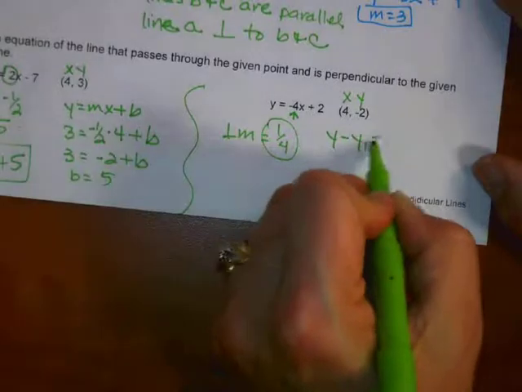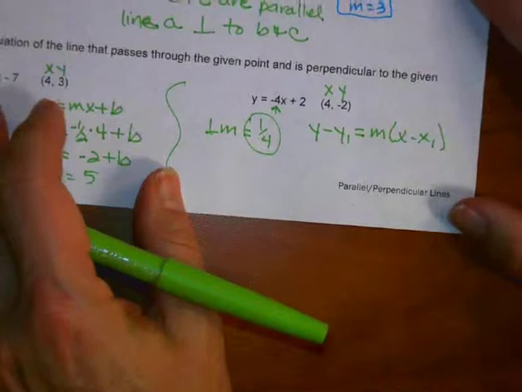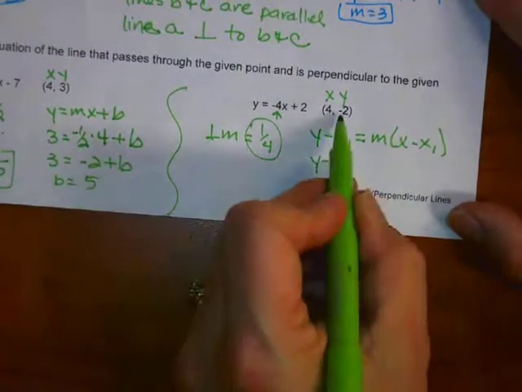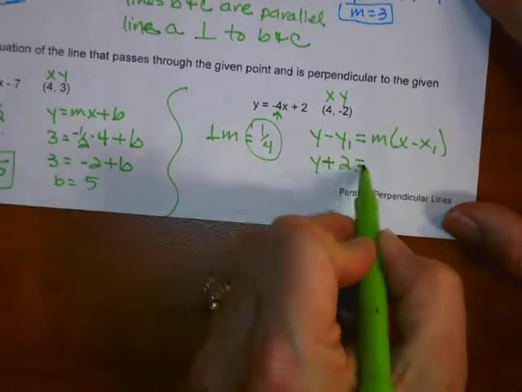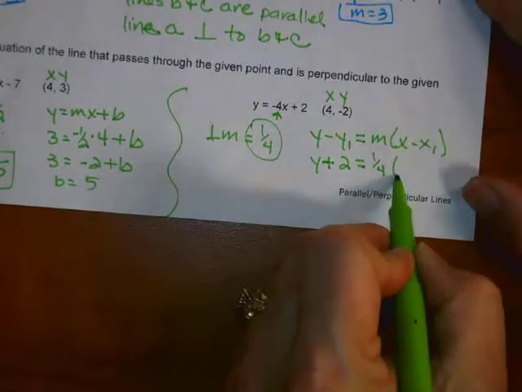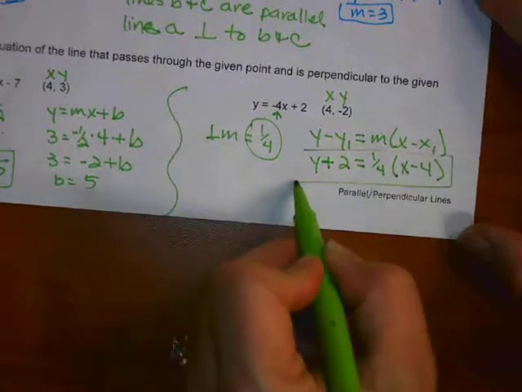y minus y1 equals m times x minus x1. All I do is plug in the point. That's y minus a negative 2, so it's going to be what? Plus 2. The slope is 4. x minus 4. And I'm done. That's an equation of a line right there.